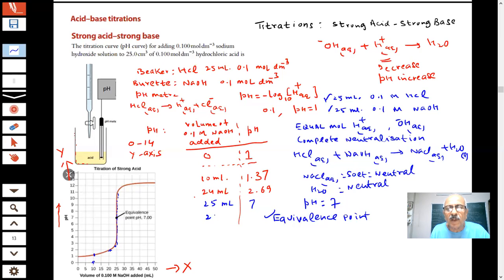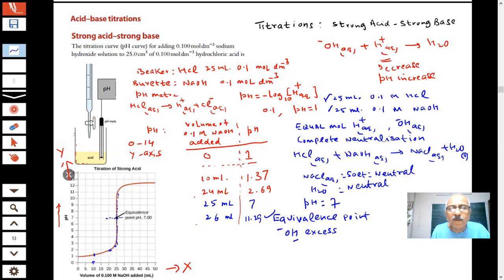Now I add another milliliter. What will happen? H plus is not there, but OH minus is now becoming more, in excess. And NaOH is a strong base. So if I calculate the pH of this, it comes to around 11.29. Between 25 and 26, you can see how it shoots up. The 7 is my equivalence point, which is the middle of this. And the pH is like this.